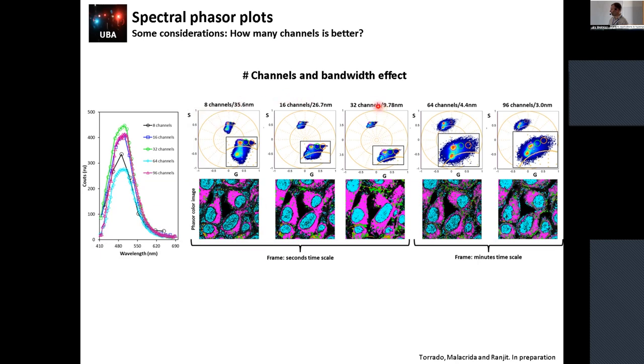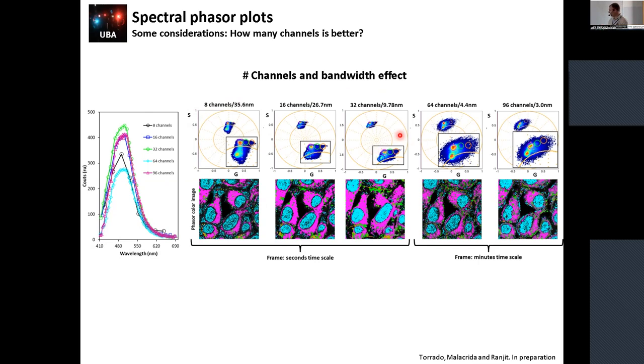By default, most of the truly hyperspectral detectors in the market are 32 channels. And this is sort of the ideal situation, because if you look at the distribution of the cloud in the phasor, it is less broad, so the most concentrated phasor. So the signal to noise is sort of the best, as Nico was discussing before.